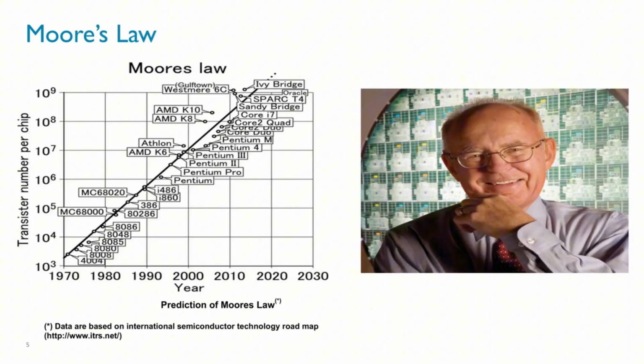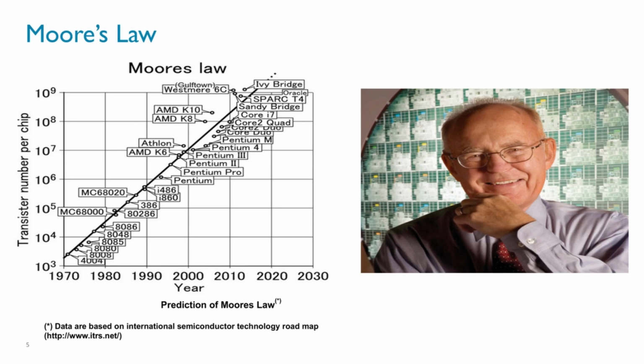This brings us to one of the most fundamental concepts in the history of modern electronics, Moore's Law. The man in the picture on the right is Gordon Moore, a co-founder of Intel. Back in 1965, he made a very insightful observation that became a self-fulfilling prophecy for the entire semiconductor industry. Let's break down the graph to see what he observed.